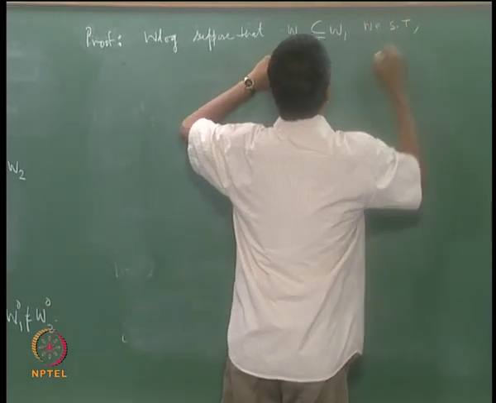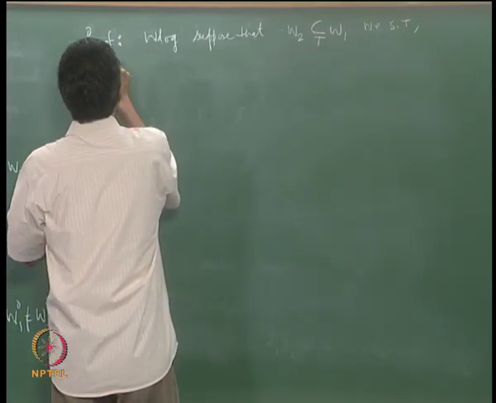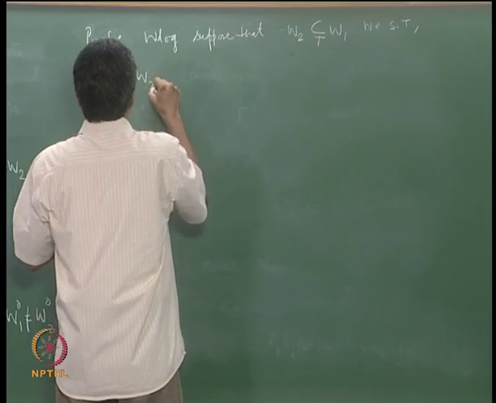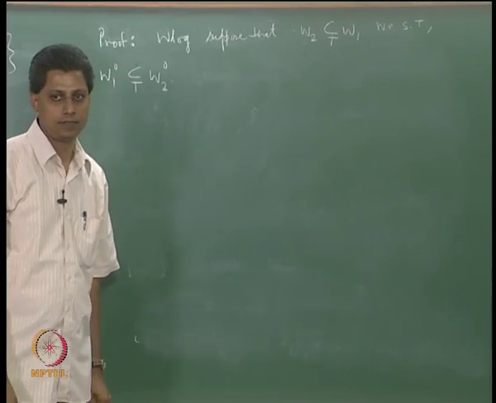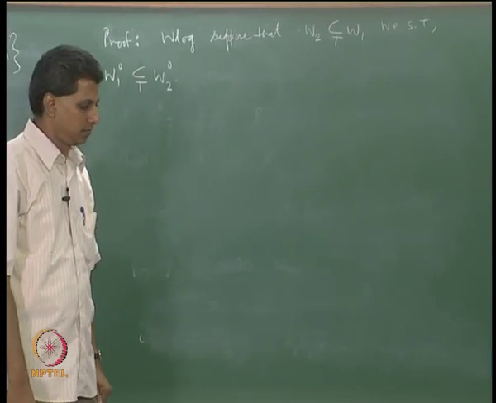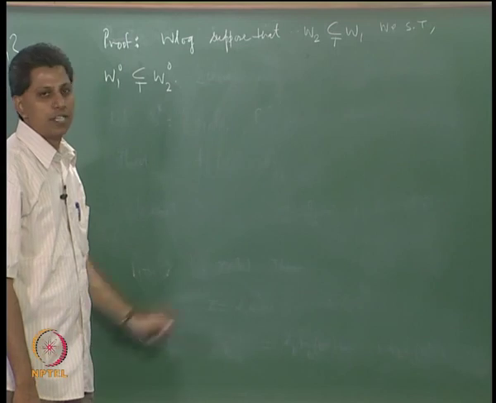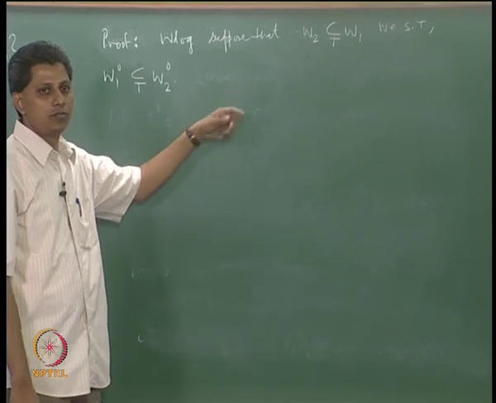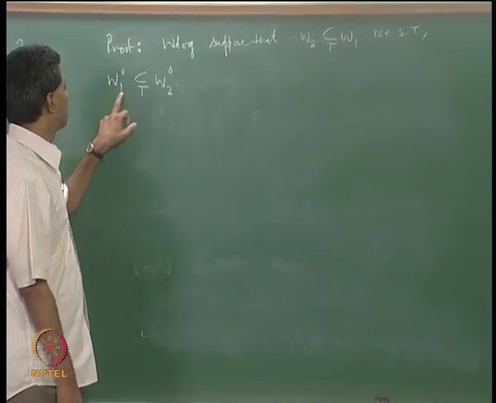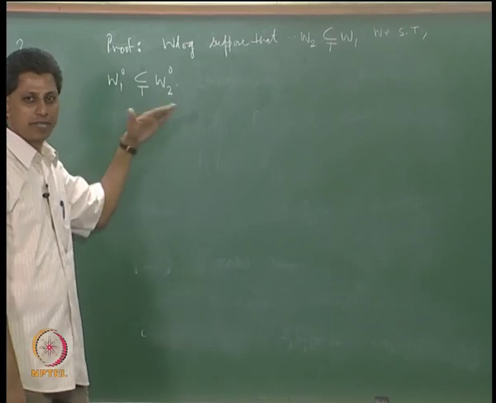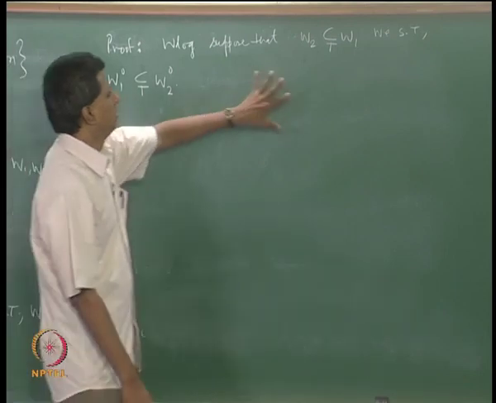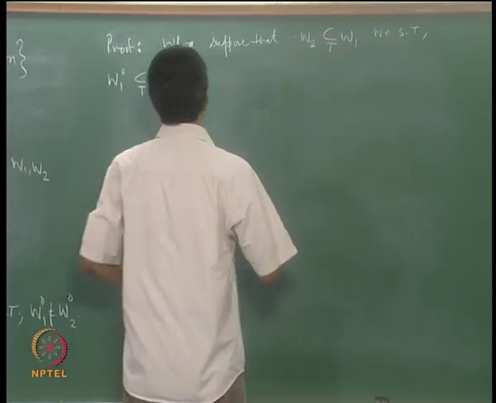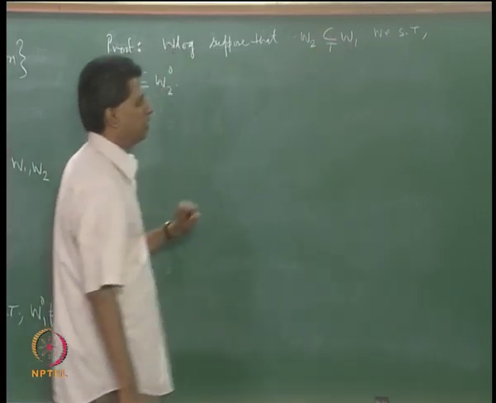We show that W1 0 is not contained in W2 0. If W1 were not contained in W2, one could show that W2 0 is not contained in W1 0 by a similar argument. So there is no loss of generality in assuming W2 is not contained in W1. Now I will have to go back to the previous notation.